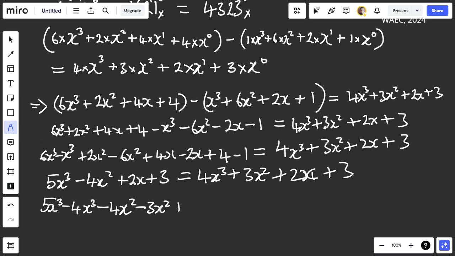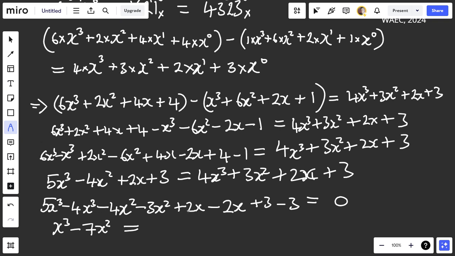So the next term here is plus 2x. Its like term is plus 2x here. So we will bring it, that's minus 2x. So here we have plus 3. Its like term on the right side is plus 3. If you bring it to the left, it becomes minus 3 equals to nothing is left on this side again, 0. So we proceed. 5 minus 4 will give you x raised to the power of 3. And then minus 4x squared minus 3x squared will give you minus 7x squared. 2x minus 2x will give you 0. 3 minus 3 will give you 0.